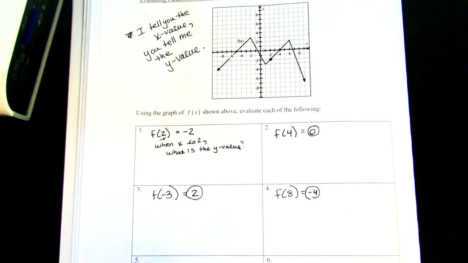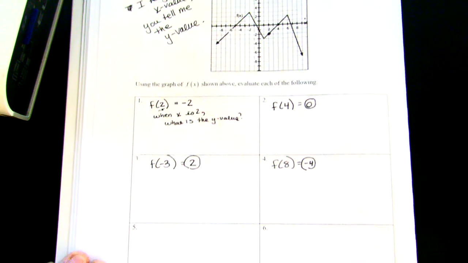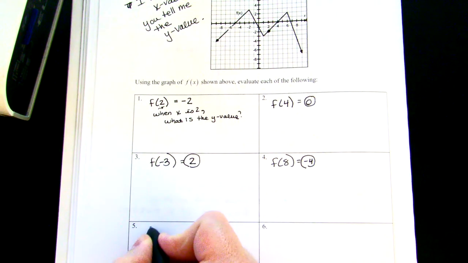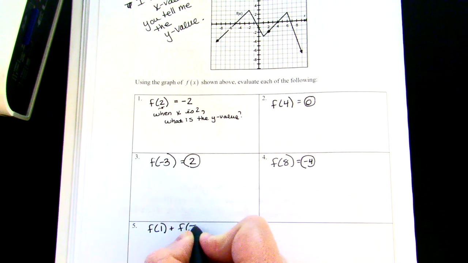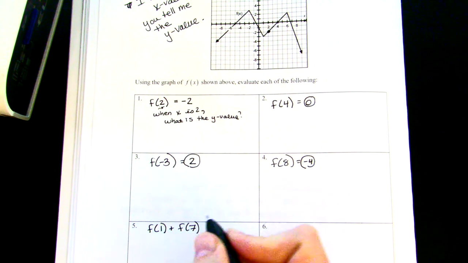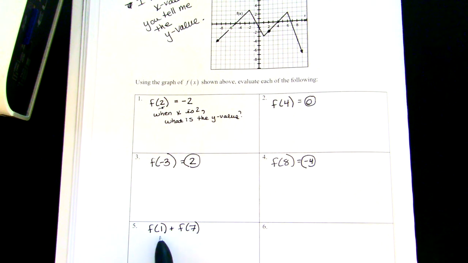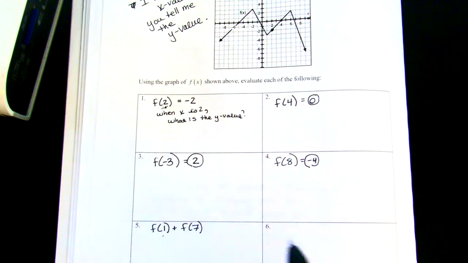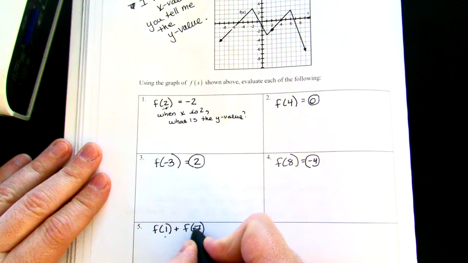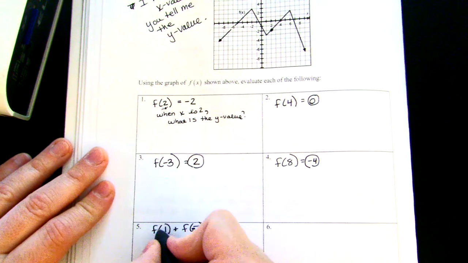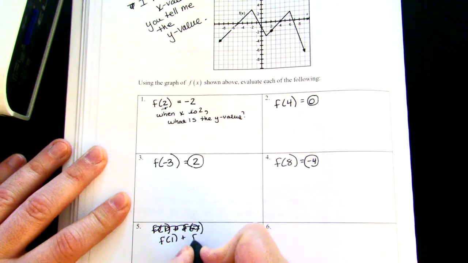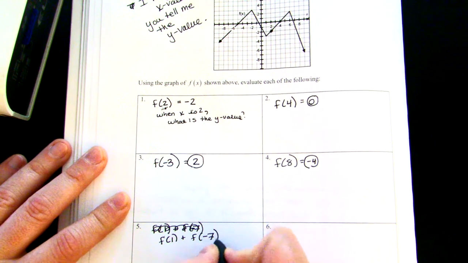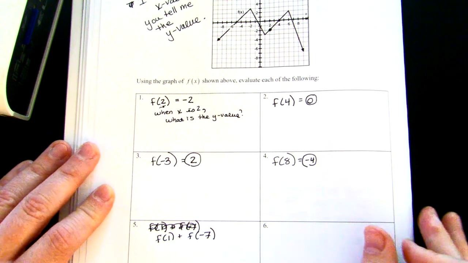2 more problems. Oops. I can move this up a little bit. F of 1 plus f of 7. And we'll do these just like we did them yesterday. I'm going to figure this one out. When x is 1, what's the y? Then I'll figure this one out. You know what? Rather than 7, let's make it negative 7. Sorry about that. Let me cross it out and start it again. F of 1 plus f of negative 7. And then I'll just add the answers together.